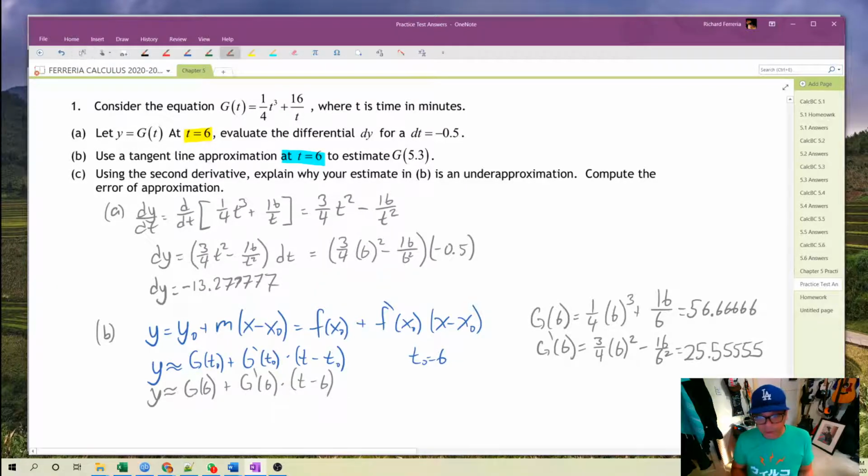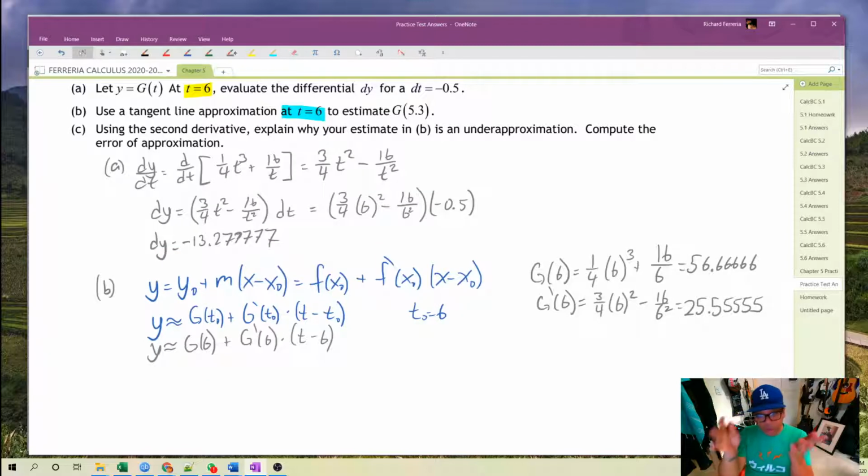Be careful here. Sometimes students want to put this value in for g prime of 6. And remember, that's not g prime of 6. That's just dy, the differential, not g prime of 6. So although they are related, they are not the same thing. So don't substitute it.